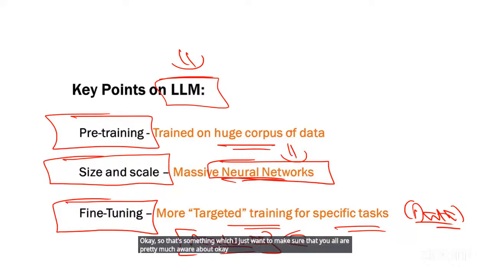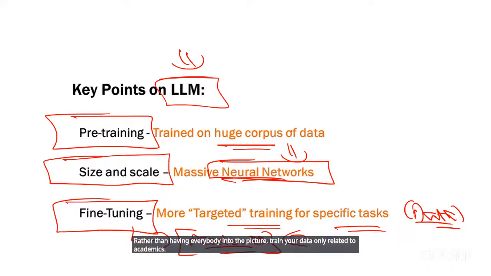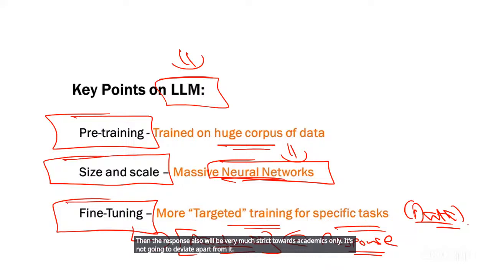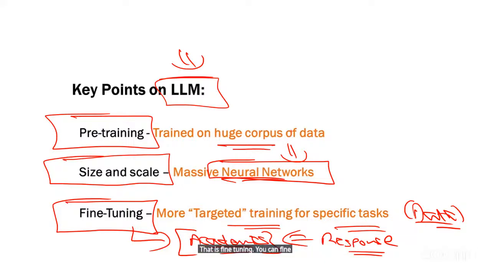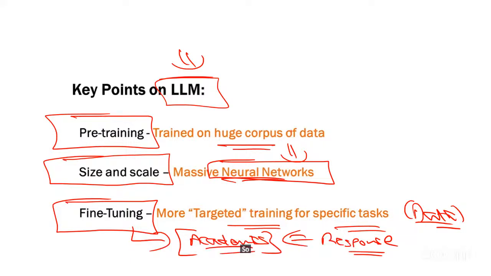Whenever you say fine tuning, it means you will specifically target a particular sector only. Rather than having everybody in the picture, train your data only related to academics. Then the response also will be very much strict towards academics only. It's not going to deviate from it. That is fine tuning. You can fine tune and make sure that it is only relevant to a particular domain or area. The data will be trained in such a way that it is only applicable to that particular sector, but not everywhere. That's how you can utilize fine tuning.